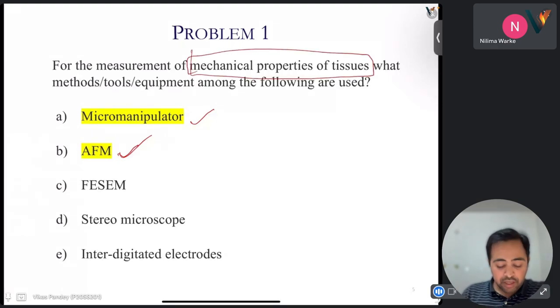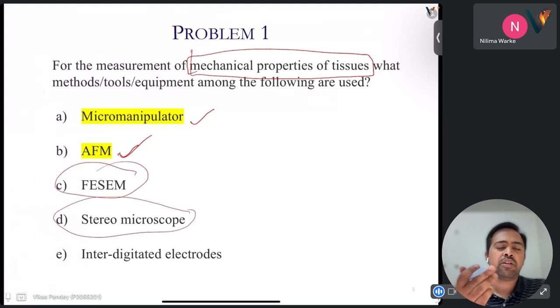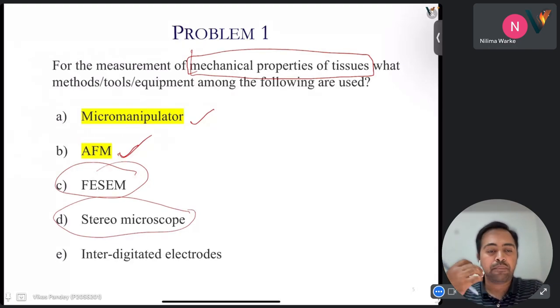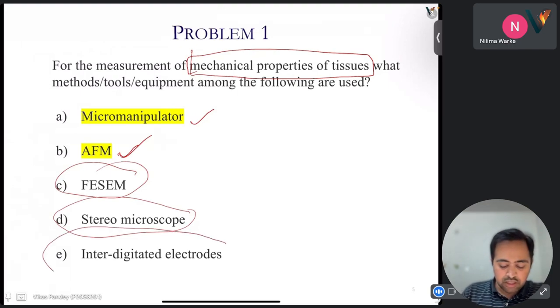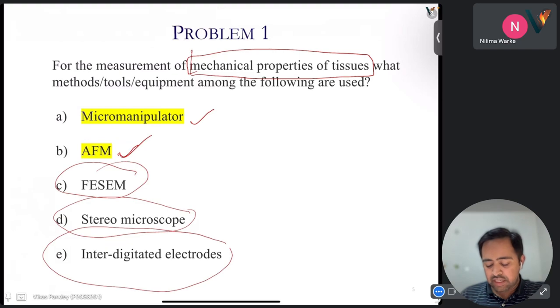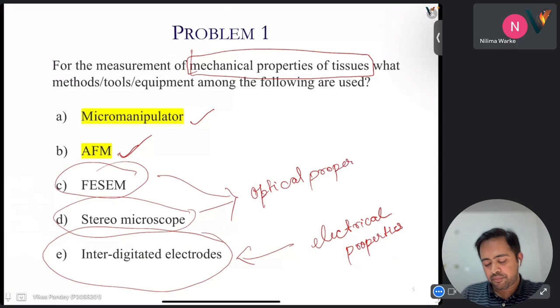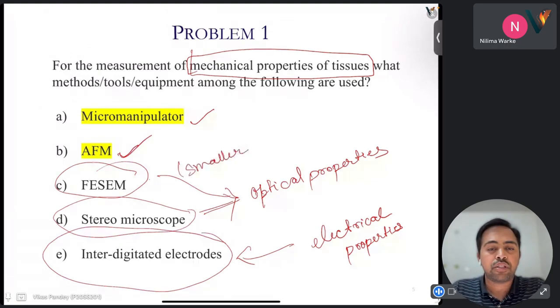Okay, fine. A stereo microscope is simply a microscope that has two eyepieces. And interdigitated electrodes we can use for electrical properties. These two are for optical properties or to view them. With a simple microscope, we can see large objects. With a stereo microscope, we can go for smaller objects. Any doubt or confusion in this?